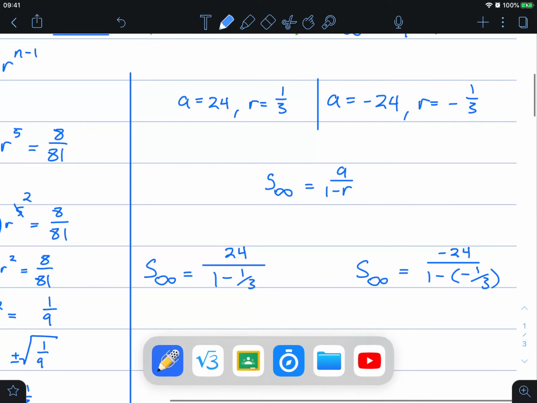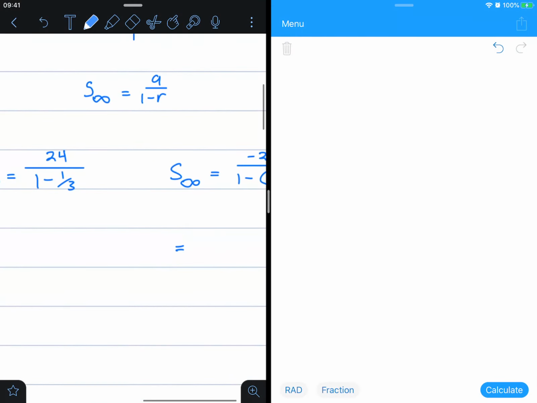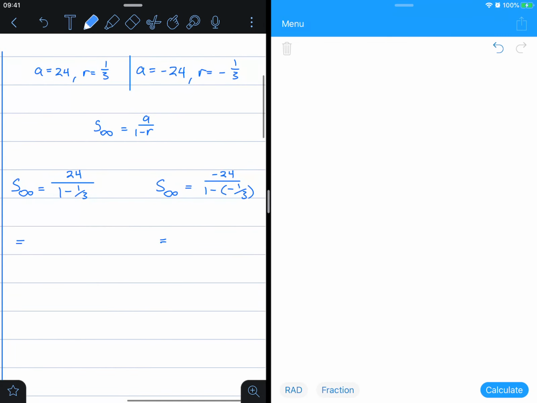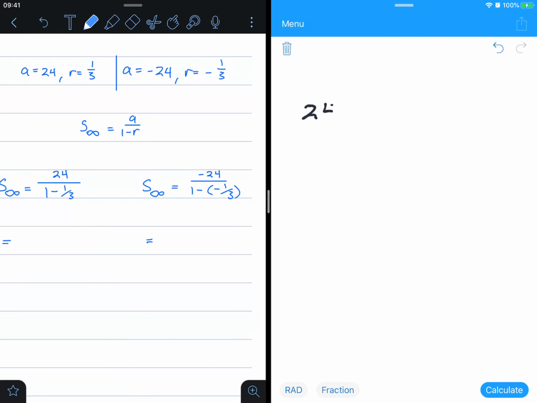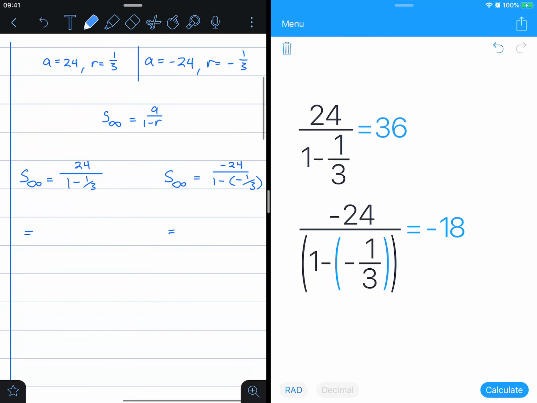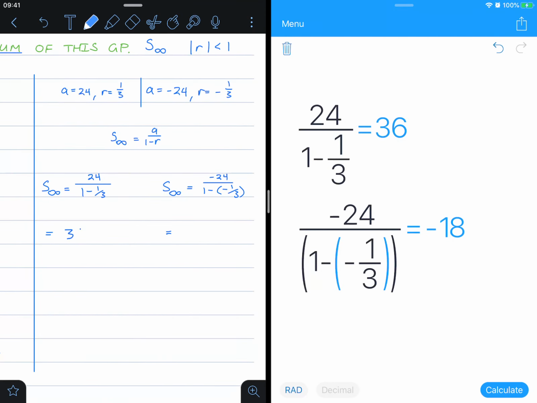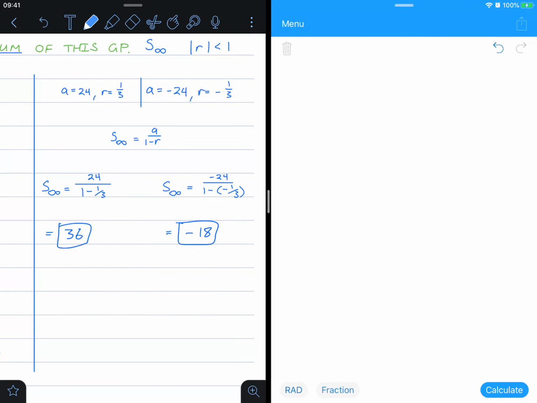Once again, for your calculators, you could probably just substitute it all in one go, each one. But for mine, let's see how it turns out. 24 divided by 1 minus 1/3 and negative 24 over 1 minus 1/3. Hope this works. There we go. Excellent. So we get positive 36 and negative 18. So these are our two possible answers.